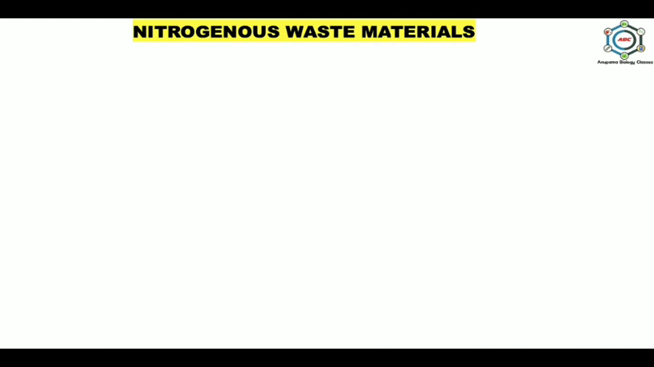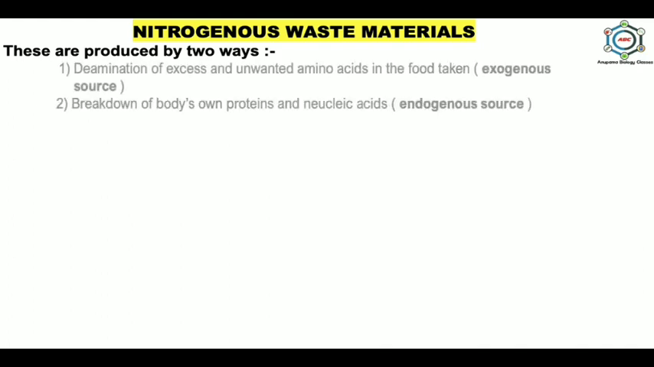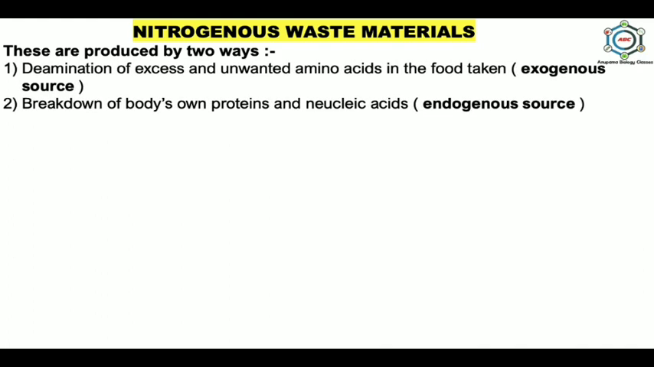Protein metabolism is responsible for the synthesis of proteins and amino acids and the breakdown of proteins by catabolism. Now, these nitrogenous waste materials are produced in two ways. First is the deamination of excess and unwanted amino acids in the food taken, that is the exogenous source. And second is the breakdown of the body's own proteins and nucleic acids, that is the endogenous source.